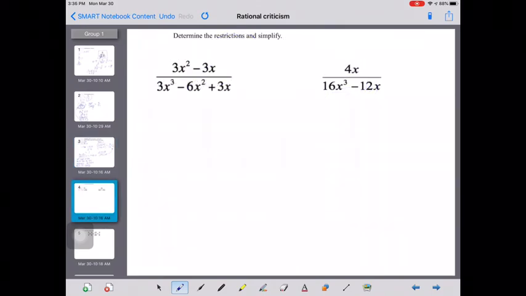So in this slide, you should pause it and actually try to practice some of these. To start off with, you should factor as much as you can, find the restriction of the denominator, and then reduce wherever you can. So now's a good time to pause and try out these questions.